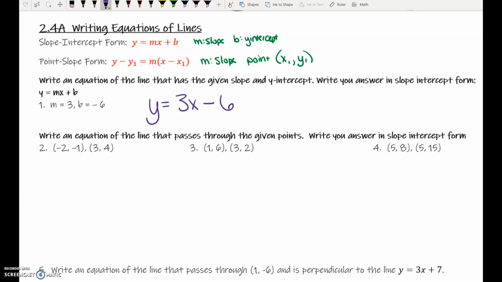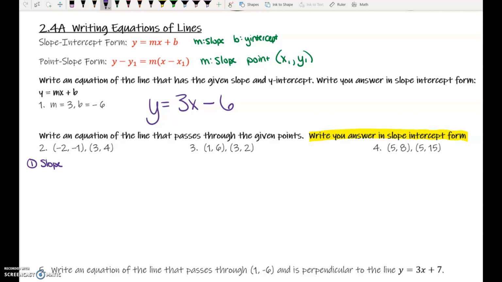Number 2: write an equation of the line that passes through the given points. Write your answer in slope-intercept form. This piece of the directions is like part B. Part A, we are going to use point-slope form. So we're going to start by, we need the slope. So step 1 is find the slope. So we use the slope formula.